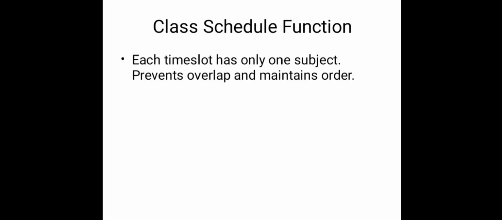Example of a class schedule function. Another function is how we assign time slots in class schedules. One class can only have one subject per time slot. For example, 8 a.m. to 9 a.m. is Mathematics, 9 a.m. to 10 a.m. is English, and 10 to 11 a.m. is Science. This ensures that subjects don't overlap and students know exactly where they need to be at a certain time.